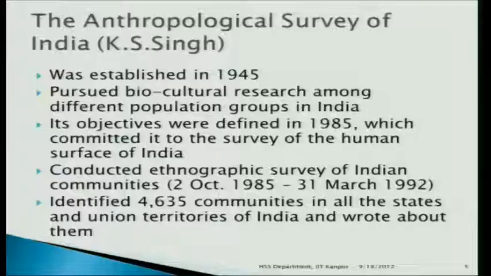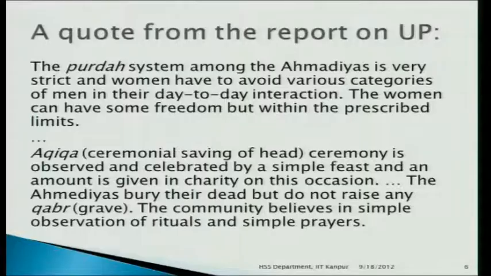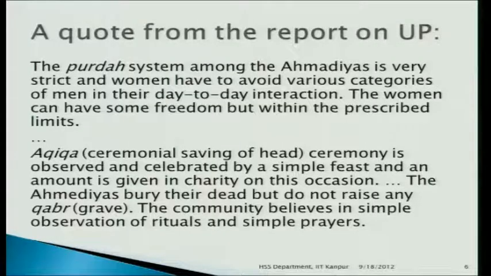Then it conducted an ethnographic survey of Indian communities for nearly 7 years between 1985 and 1992, and in all it identified 4,635 communities in all states and union territories of India and wrote about them. What did they write? I have a small quote from the report on UP. The report on UP is in 3 volumes, and similar reports have been produced for all the states and union territories. In this report they are writing about the Ahmadiyyas, a sect of Muslims.